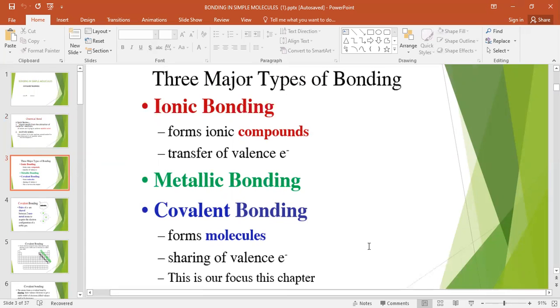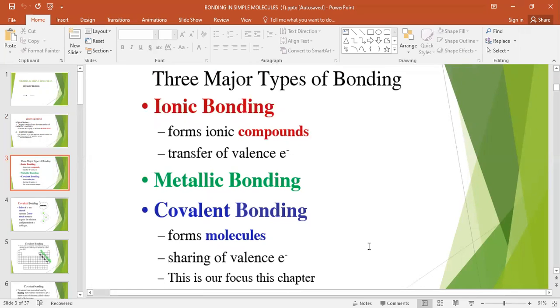Generally, we have three types of chemical bonding: ionic, metallic, and covalent. Ionic you did in grade 9. Just for information, in ionic bonding electrons are completely transferred from one atom to another. And metallic bonding is when positive species attract mobile electrons. Let's now focus on covalent bonding.